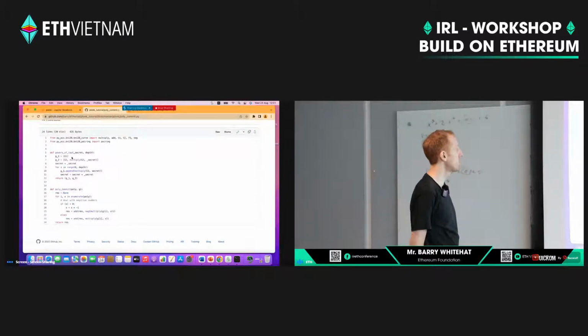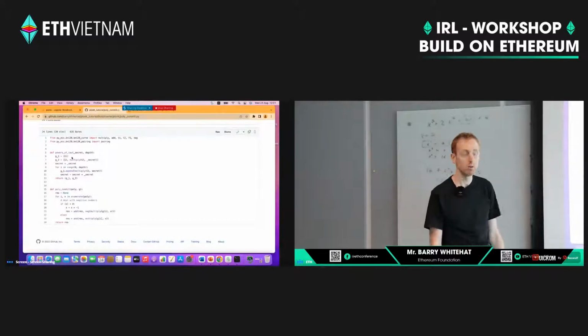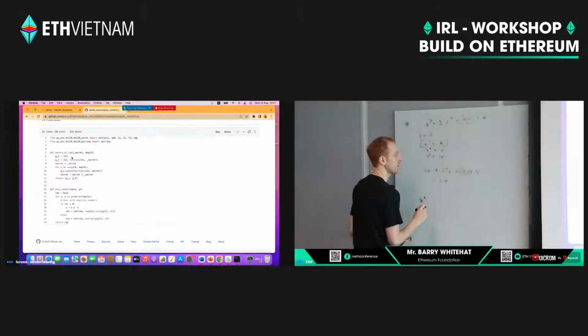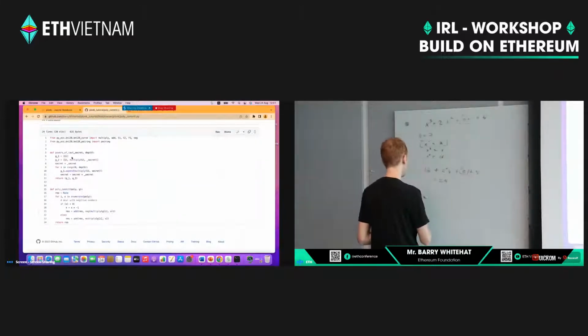Okay, cool. So let's actually do our trusted setup. So let's calculate our powers of tau. Our powers of tau is very simple. It's basically just x to the 2. Is it x to the 2 or x to the 1? No, it's x to the 0.